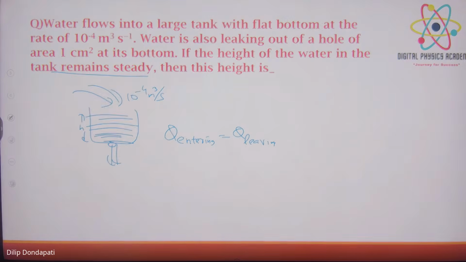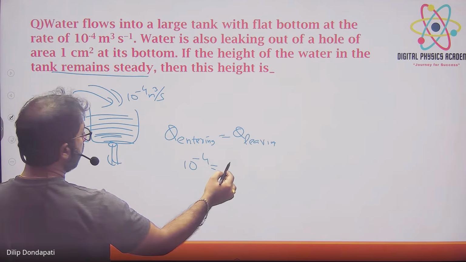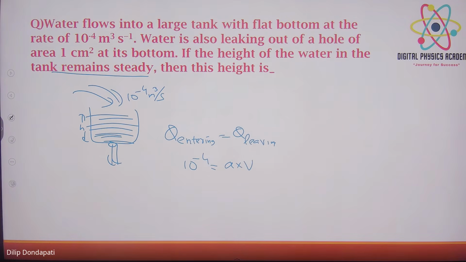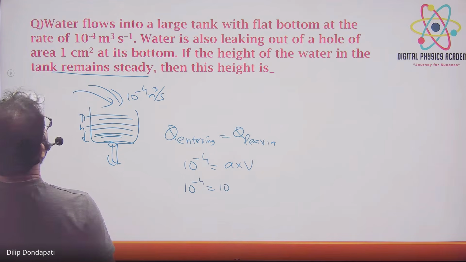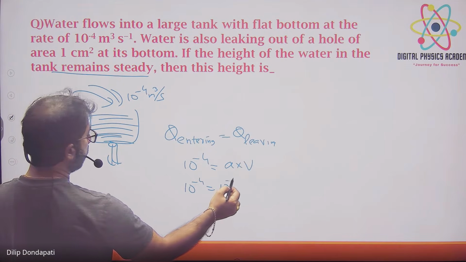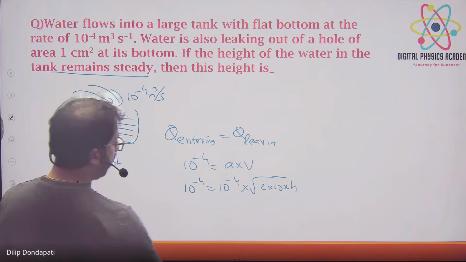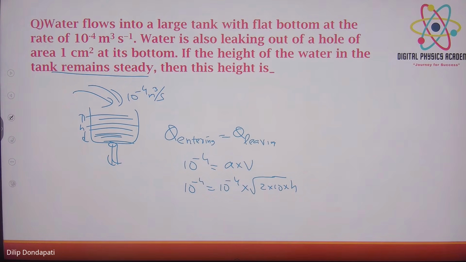Use that. Entering is already given, how much Q is entering, 10⁻⁴, and leaving is area into velocity. You already know the velocity formula, use it: √2gh, and find the height. The area given is 1 centimeter square, right? 1 into 10⁻² whole square, 10⁻⁴, into velocity under 2gh. Find h. You will get h in meters, then substitute to get it in centimeters.